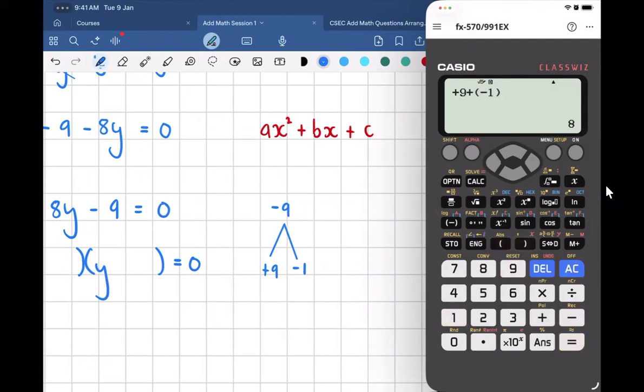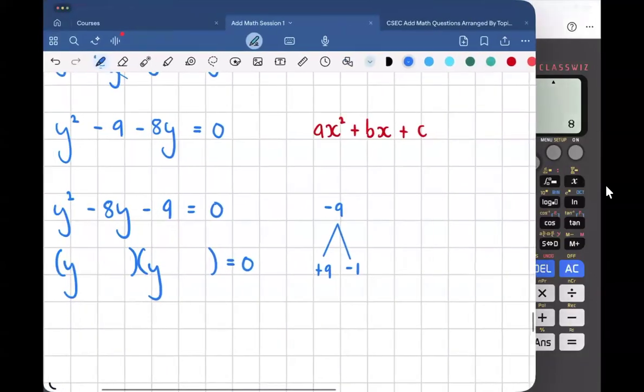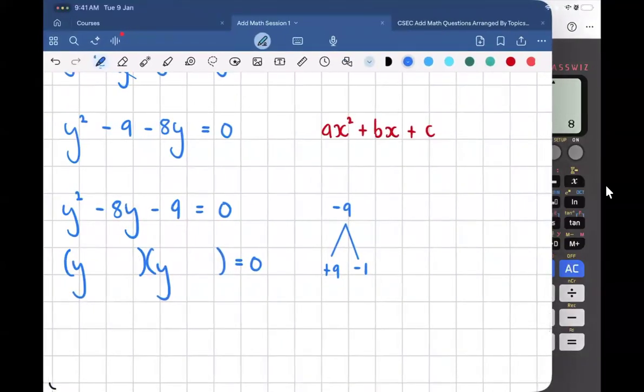So where do you think we should put in negative number by? The 9. Exactly. It makes sense. If you want to get a negative number in the middle, chances are you should put in negative number by the bigger number, right? So it should really be -9 by +1. So it doesn't matter where you put the -9 or the +1, right? It'll still be correct. So y -9, y +1.